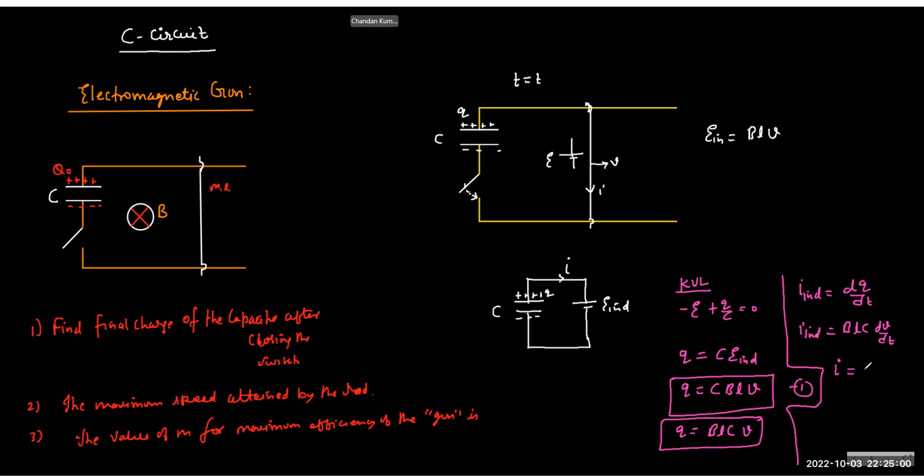Pardon? Sir, if current becomes, oh. Yeah, so it is not zero, it is changing in the beginning. Okay. So this is actually equal to BLC.